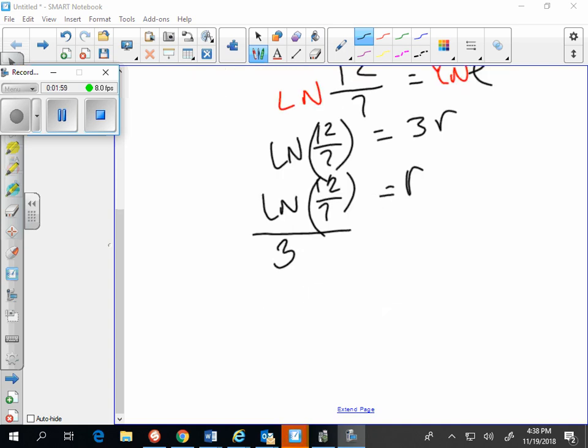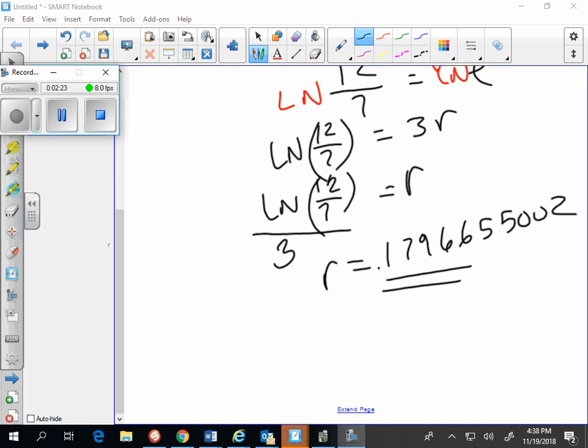Okay, well, let's get a calculator and see what that amounts to for a rate. Ln of 12 divided by 7, don't forget to close those parentheses, divided by 3. I end up with r equals 0.1796655002. Or if we're talking about the rate, we could say approximately 17.97%. That's a pretty quick growth rate. Watch out, those gnomes are busy.